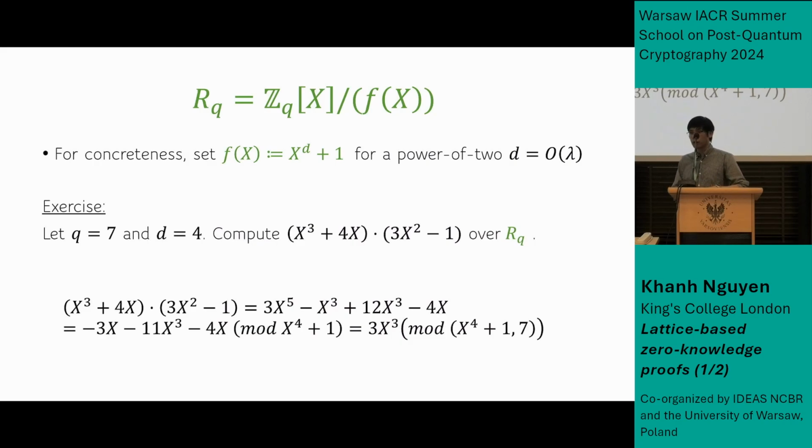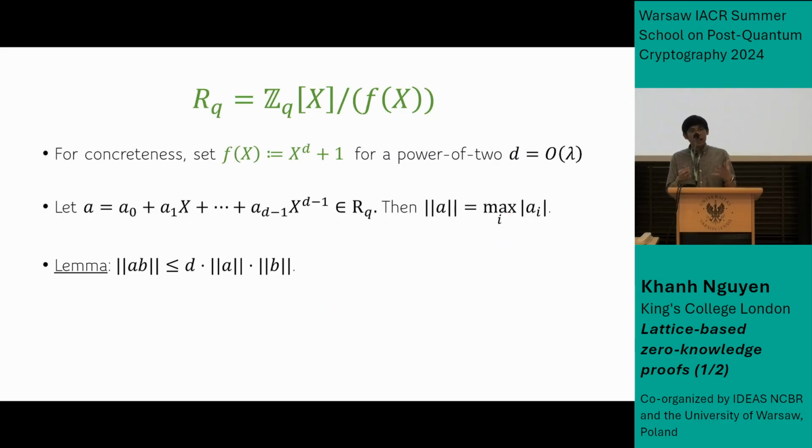For the x to the 5, we want to reduce it mod x to the 4 plus 1. So x to the 4 is minus 1. That's why 3x to the 5 is minus 3x. So we end up with minus 3x minus 11x cubed minus 4x. And then taking mod 7, I get 3x cubed. Just to recall, we multiply polynomials, and then we do mod x to the 4 plus 1, and then we do mod q.